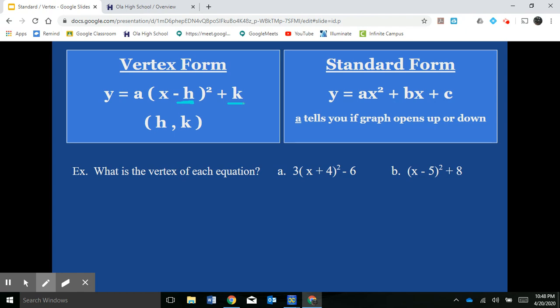It's a point. All right, remember this is the x value of the vertex. All right, and this is the y value of the vertex. So that's what we're going to be looking at today. So a couple of quick examples.